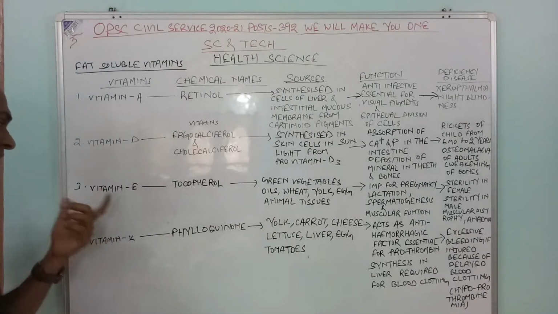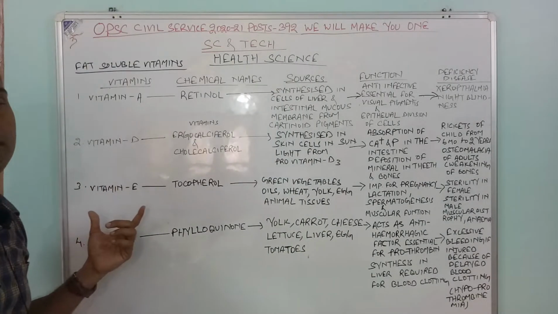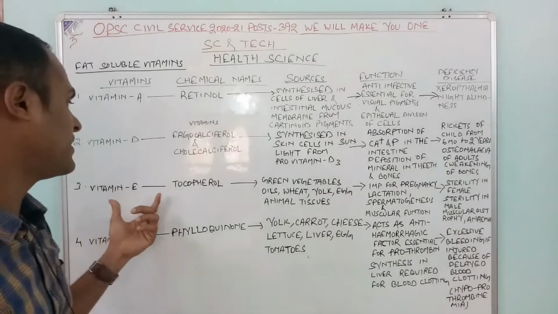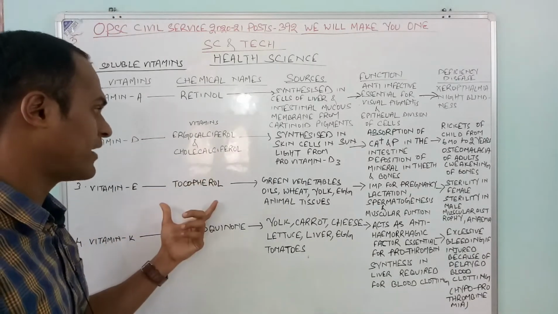Then we come to the next discussion, which is vitamin E. The next fat soluble vitamin is vitamin E. Its chemical name is tocopherol.